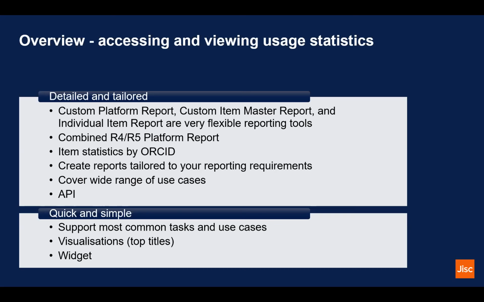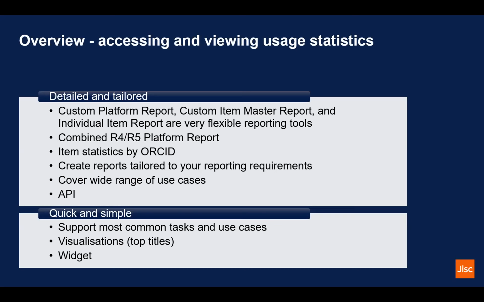The item master report shows totals and details at item level, and this report covers basically all of the individual reports we had in R4, but all within one report. So this includes the ability to look at usage for all or each of the individual item types, and so it replaces all the separate article, book, journal, thesis, etc. reports that were in R4.